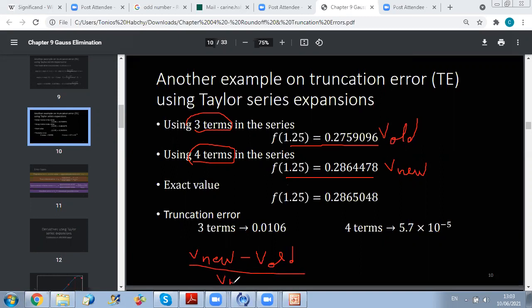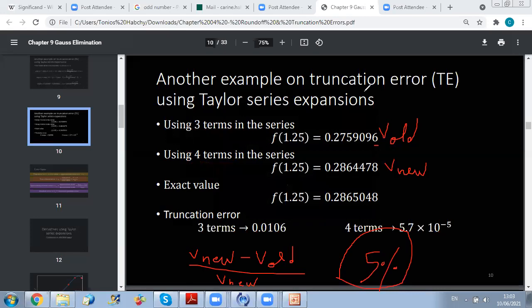In general, we set a criterion to stop. We say, for example, I will stop iterations when the approximate relative error becomes lower than 5%. So you compare your result with 5%. If it's smaller, then you stop. If it's higher, you say, no, I want to continue to have more accurate results. And this criterion can be varied. It depends on what is the accuracy you desire, if you want a very high accuracy or not.